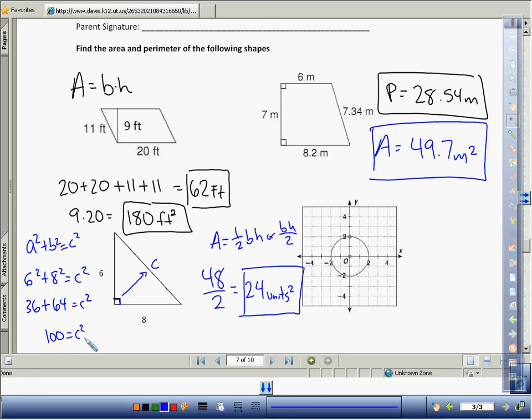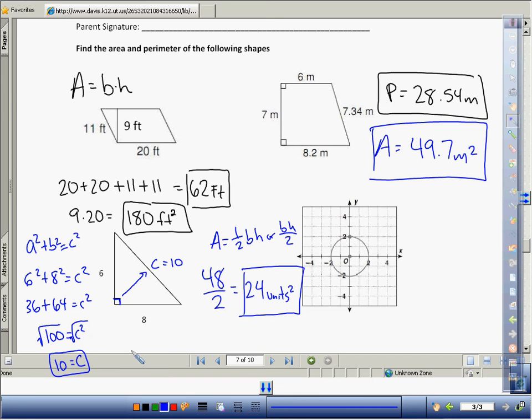The problem is we don't want C squared, we want C. So to unsquare C, we take the square root of both sides. Now remember, square root is not the same as dividing by 2. So don't try and divide 100 by 2, that won't work. So C squared turns into C, and if you take the square root of 100 on your calculator, you'll get 10. So this C right here is 10.